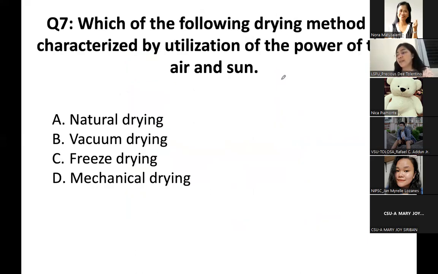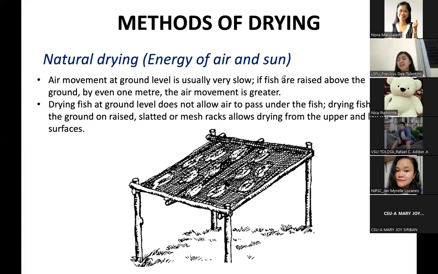Okay, question number 7. Which of the following drying method is characterized by utilization of the power of the air and sun? A. Natural drying. B. Vacuum drying. C. Freeze drying. D. Mechanical drying. What is the answer? A, B, C, D. Okay, napaka-very good ninyo. Pag nakita na ninyo class, using the power of the air and sun, that is natural drying. So natural drying, we are using the energy of the air and the sun.